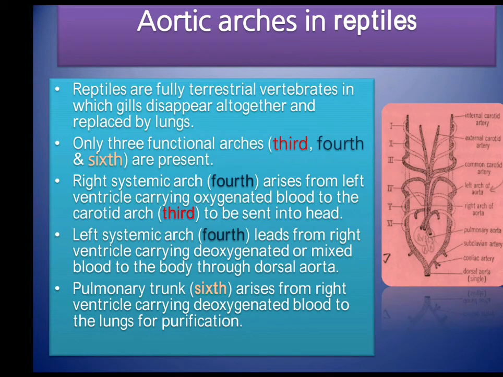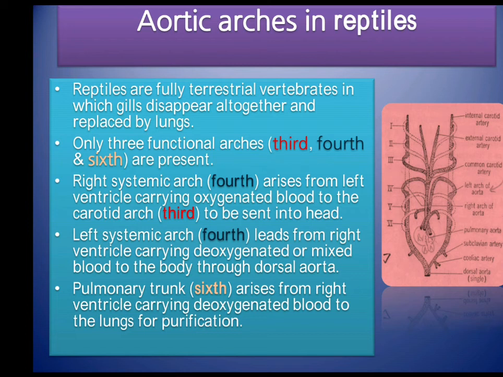The first arch is the pulmonary trunk from the right ventricle, and we have the left systemic from the right ventricle. So in the diagram also you can very well see that the right ventricle is giving off two arches. It is number 4th and number 6th.